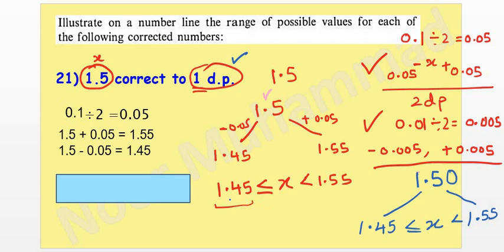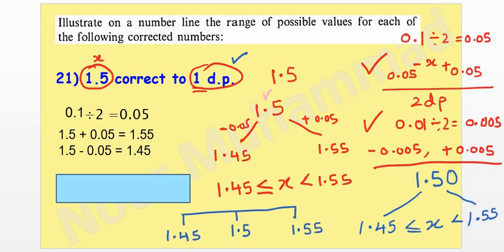Now how can we make the number line for such cases? It's very simple, no need to draw in detail. Simply mention 3 points on the number line. What is in the middle? It's 1.5 in the middle, right? Here the upper limit is 1.55 and the lower limit is 1.45.